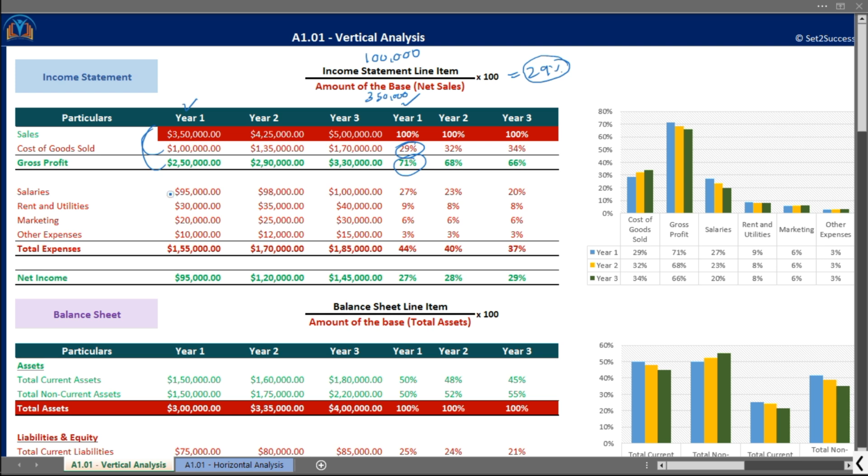Like this we can do for salaries: 95,000 by 350,000 into 100 gives 27%. 30,000 by 350,000 into 100 gives 9%. 20,000 by 350,000 into 100 gives 6%. 10,000 by 350,000 into 100 gives 3%. And this way we have total expenses. Total expenses are 155,000. 150,000 by 350,000 into 100 gives 44%. And the net income is 95,000. 95,000 by 350,000 into 100 gives 27%. So we have converted year one into percentages using vertical analysis. Let us now do it for year two.